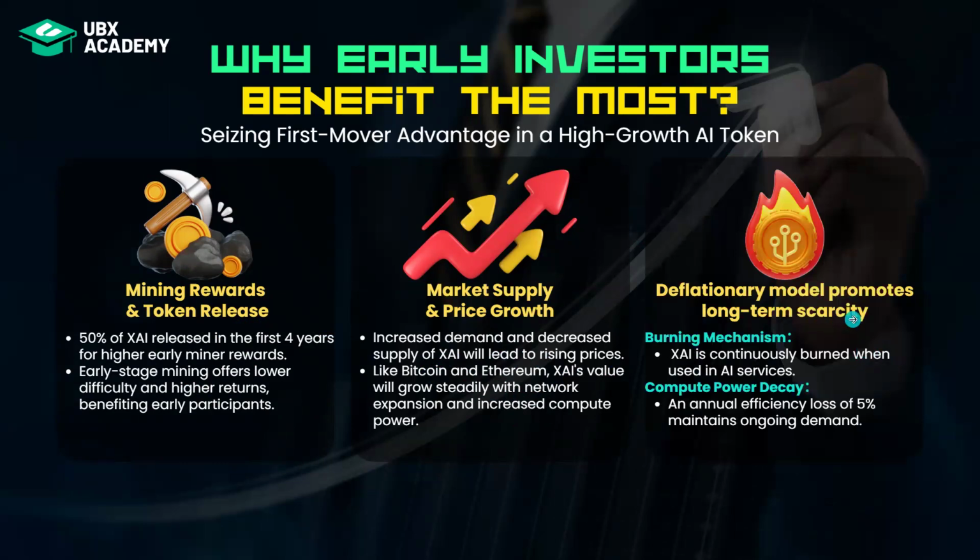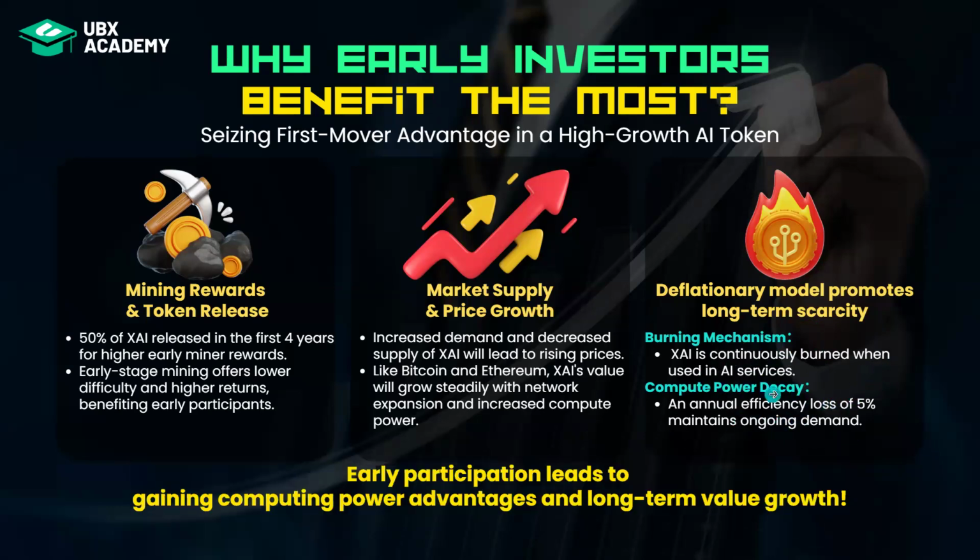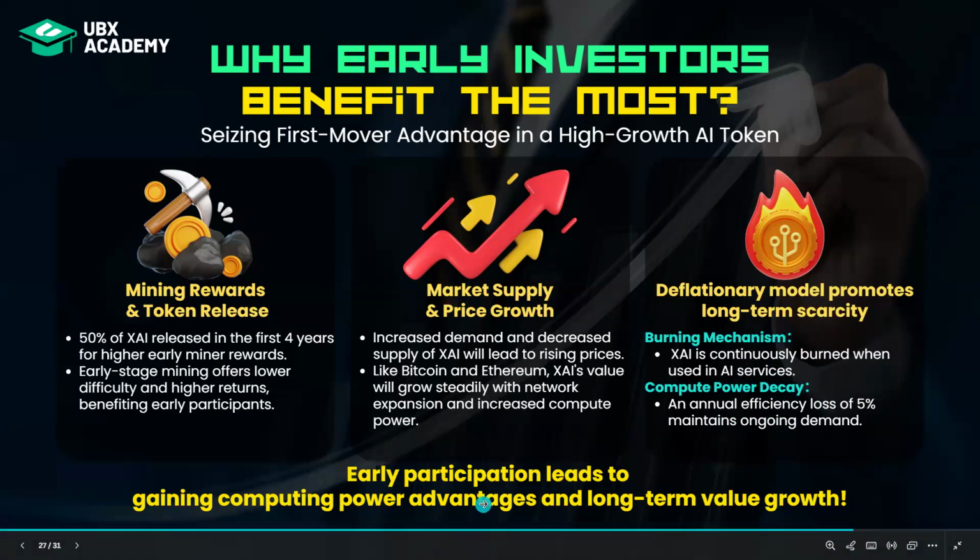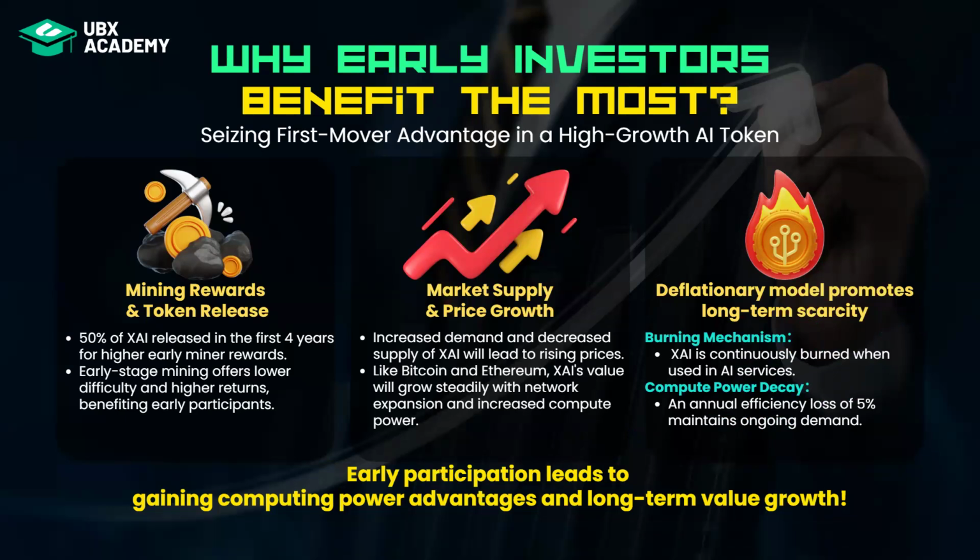And our deflationary model promotes long-term scarcity. We have a burning mechanism that constantly burns tokens, and compute power decays, with an annual efficiency loss of 5%. So early participation leads to a compute power advantage and long-term value growth. The earlier we participate by giving our devices to contribute our compute power, the more rewards we will get from NeXAI.